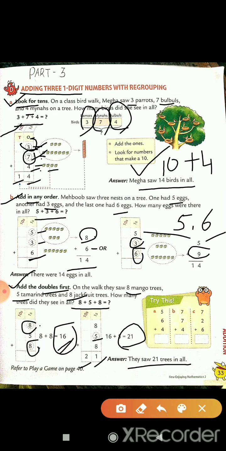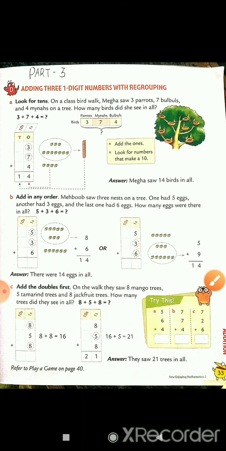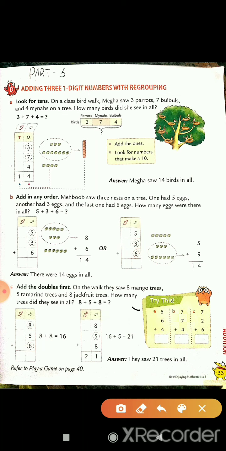Got it, students? You can use any of the methods while adding. You can go with look for tens or add in any order or add the doubles first. Whichever method is easier, you can go for that method. Got it, students? Try this. A: 5 plus 6 plus 4. You can go with any of the methods.